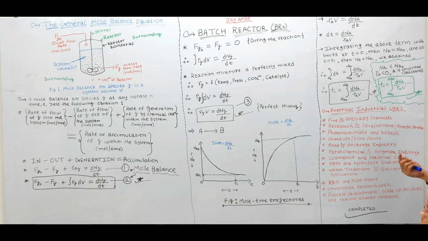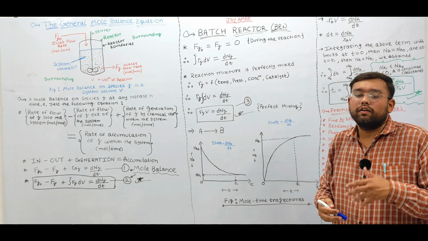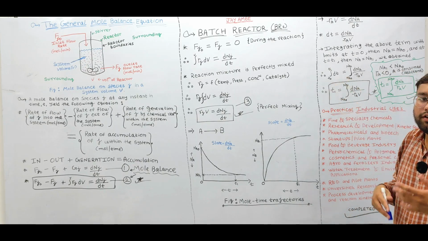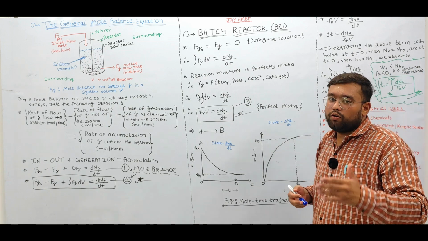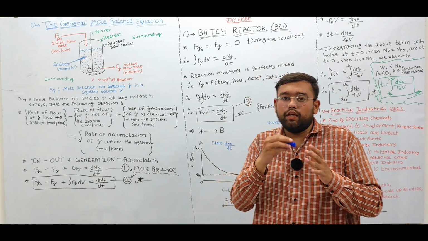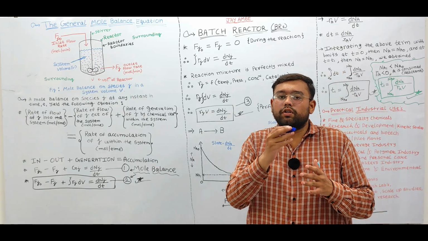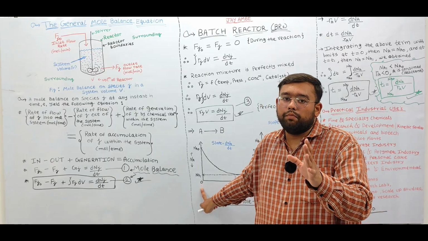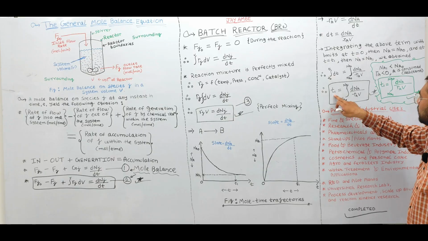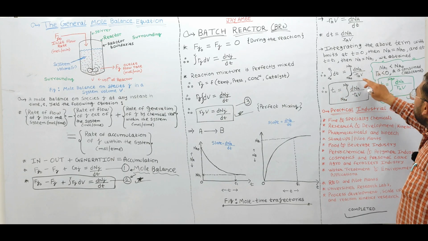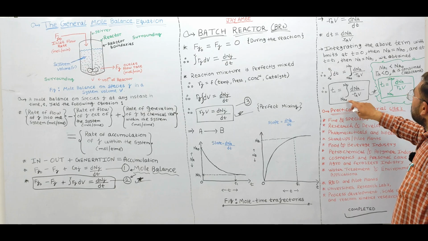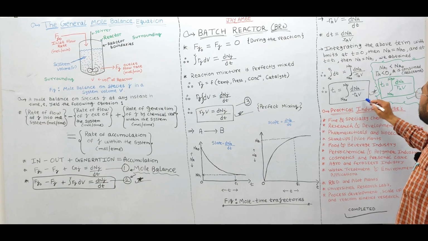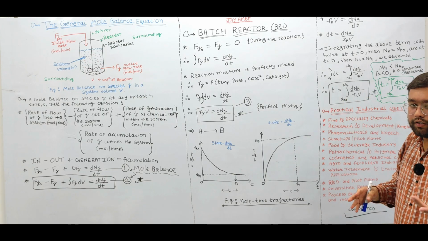Okay, and we already know the integral relations of mathematical terms. How do we integrate? The integration of dt is t, and the limits are from t0 to t1. So t1 minus t0, where t0 is the initial time, which is 0, so we are left with t1. So t1 is equal to the integration of dNa over minus Ra times V, from the limit Na0 to Na1. So here we have derived the design equation of the batch reactor.